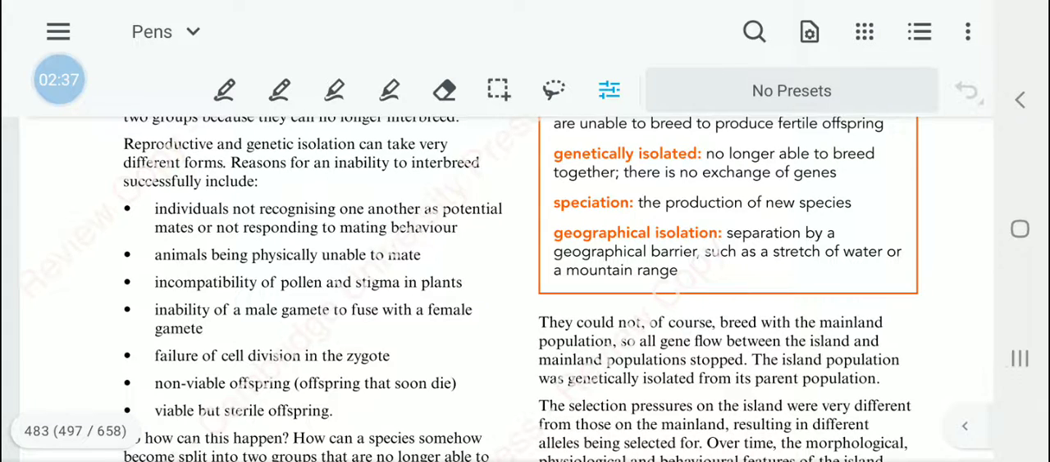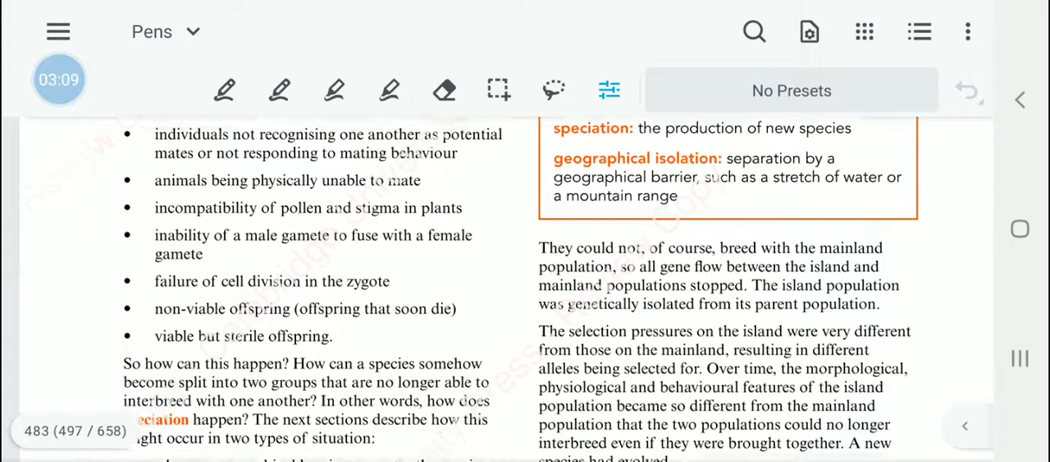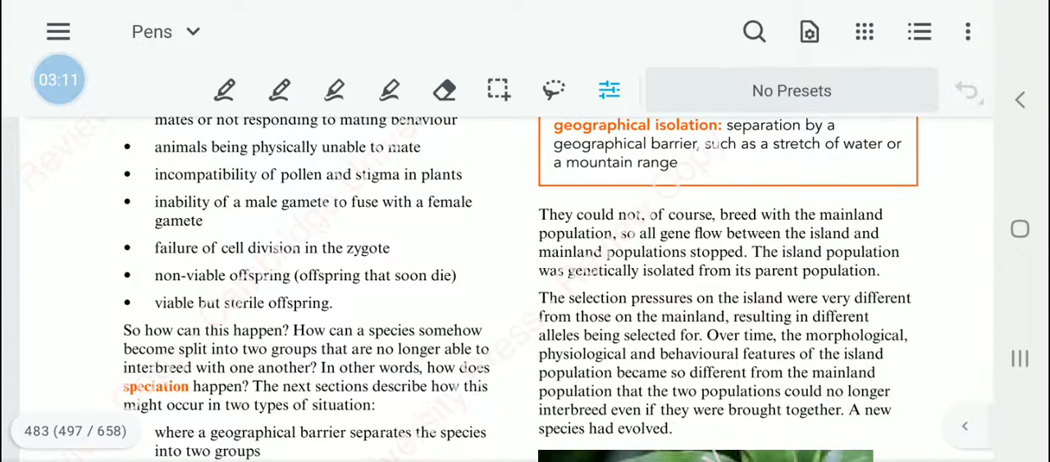If you take plants, pollen and stigma might be incompatible. Then the female gametes might not be able to fuse with the male gametes. Then the zygote might not develop into a complex organism. Then the offspring might not survive for long. Like in the mule, the offspring would be viable, that is, the offspring will be alive, but they might not be fertile. So this is the process known as speciation, that is, the formation of a new species.